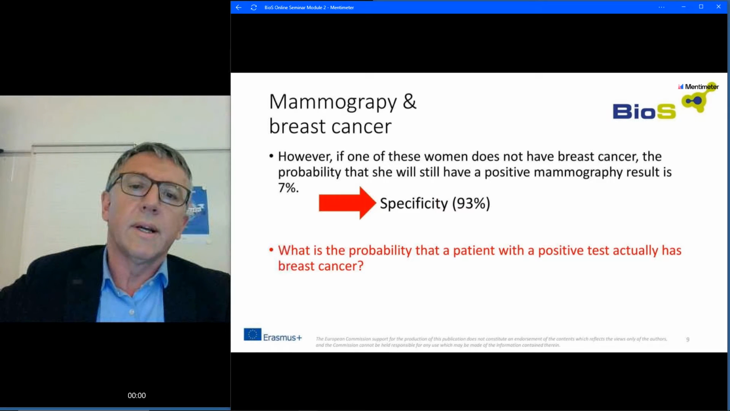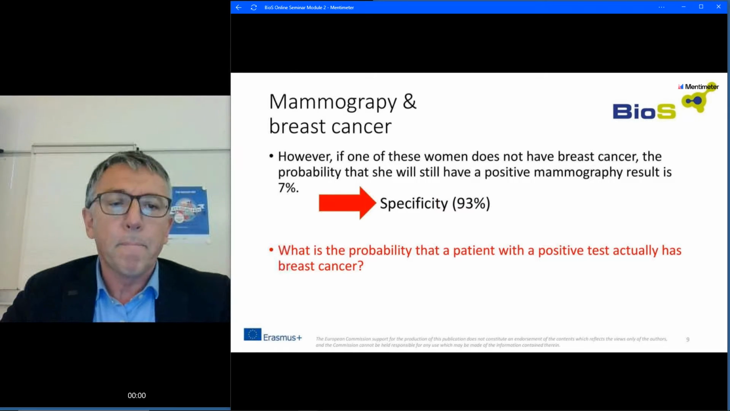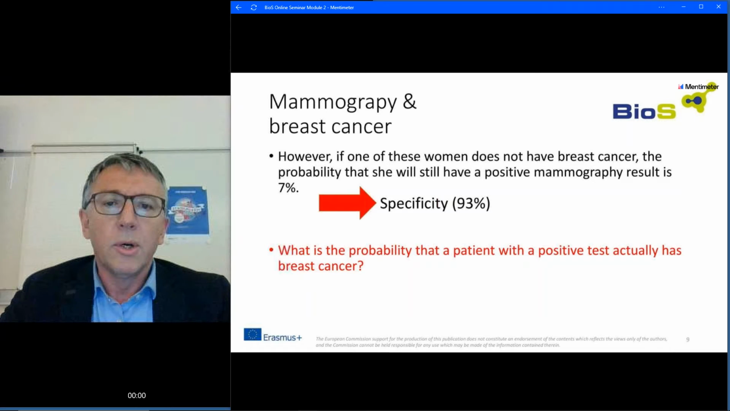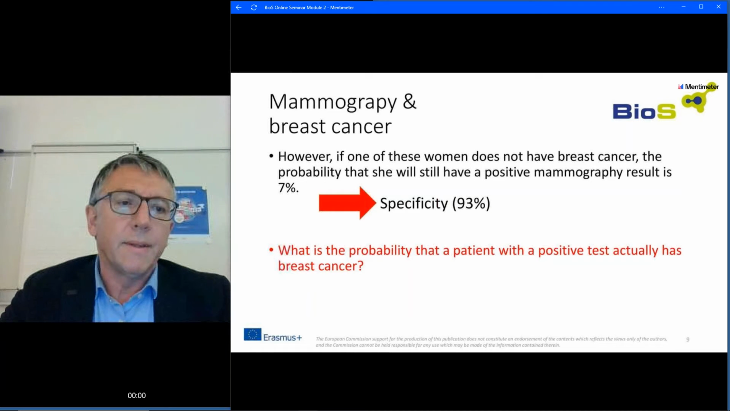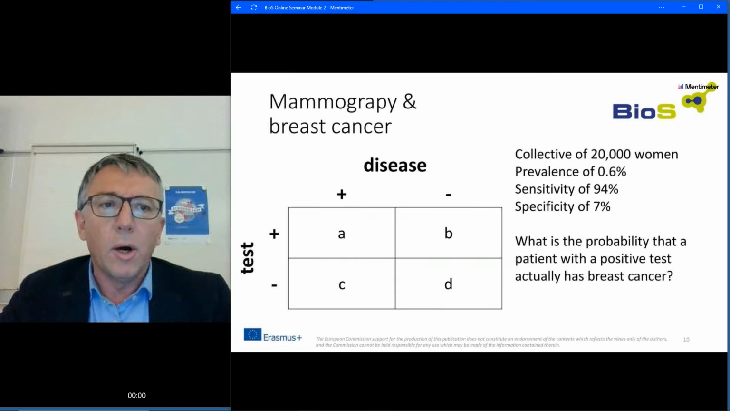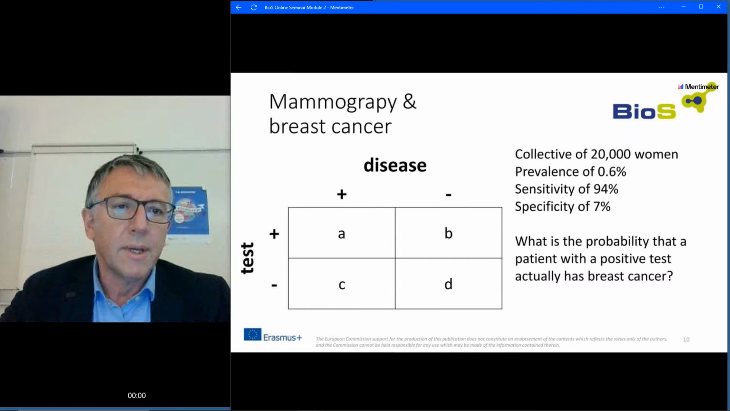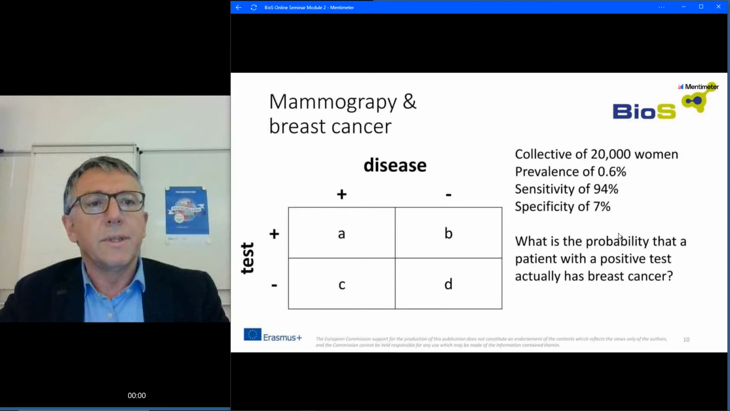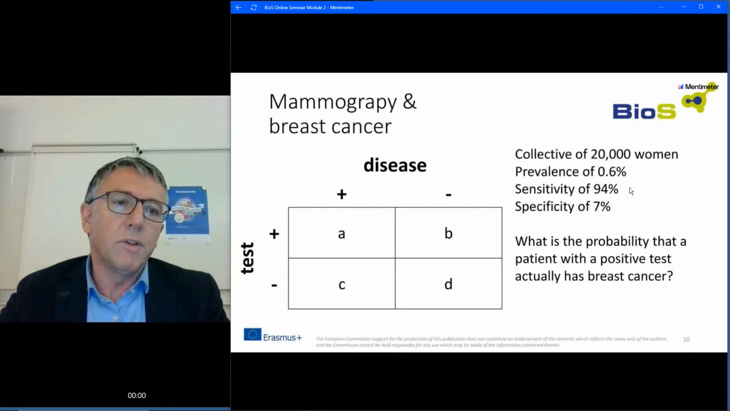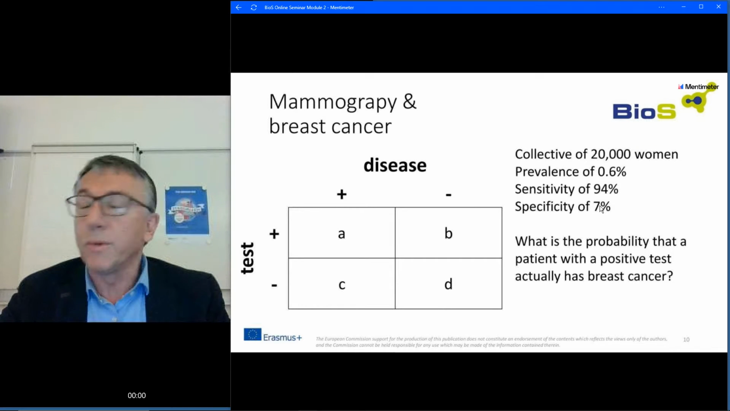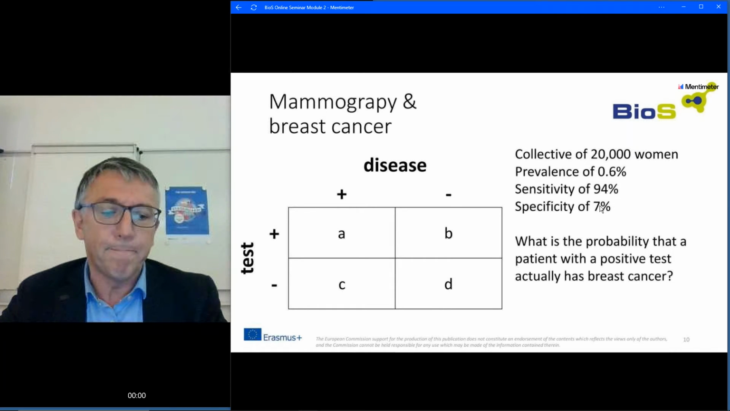Now the individual comes to the doctor and gets a test, and we want to know the probability that a patient with a positive test actually has breast cancer. We use our 2x2 table and go through this quite quickly. This is the information we have: the prevalence of the disease, and the sensitivity and specificity of the test. There's an error here. The specificity must be 93%, not 7%.